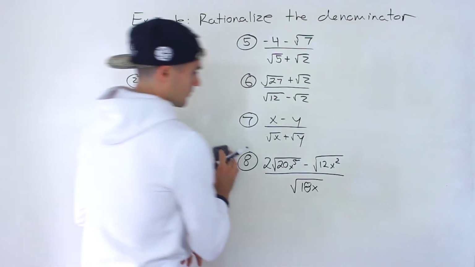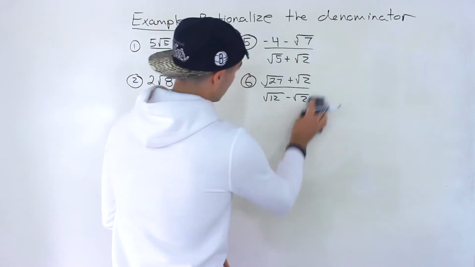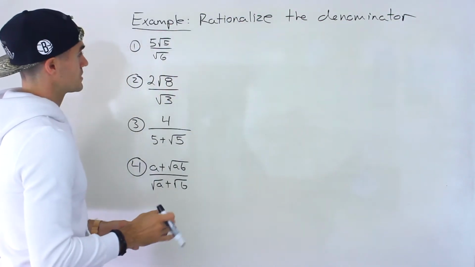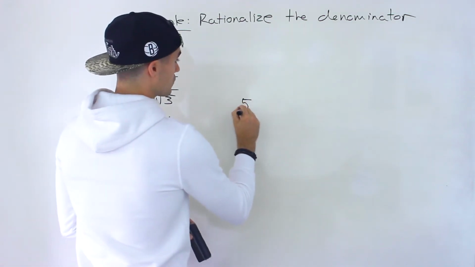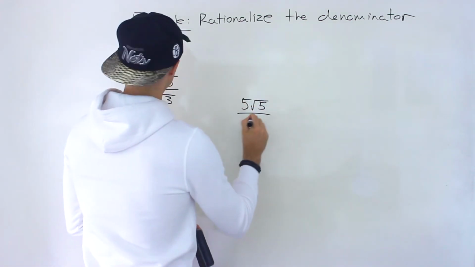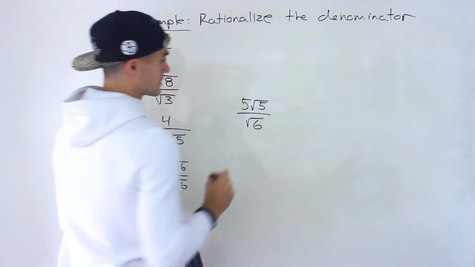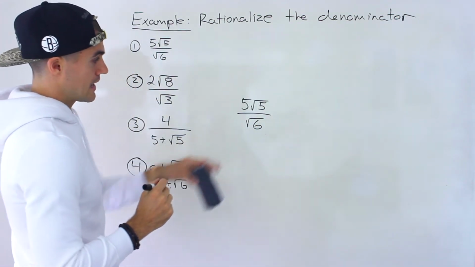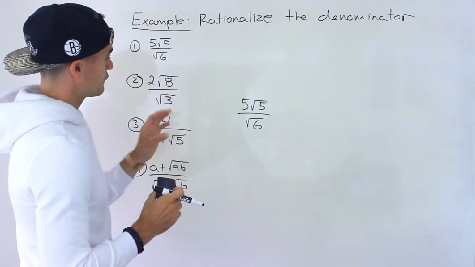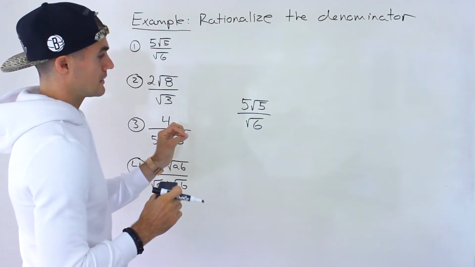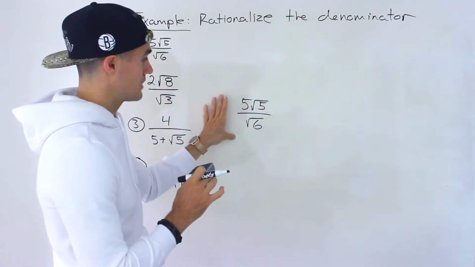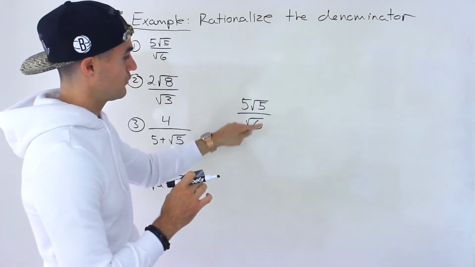So I'm going to erase these for now. I'll bring them back later on in the video just to give myself room to work here. So the first one, we got 5 root 5 over root 6. So we're trying to get rid of this root 6. Now what we want to do is first look if we can simplify any radicals in the initial expression that we're given. Notice root 5 we can't simplify.